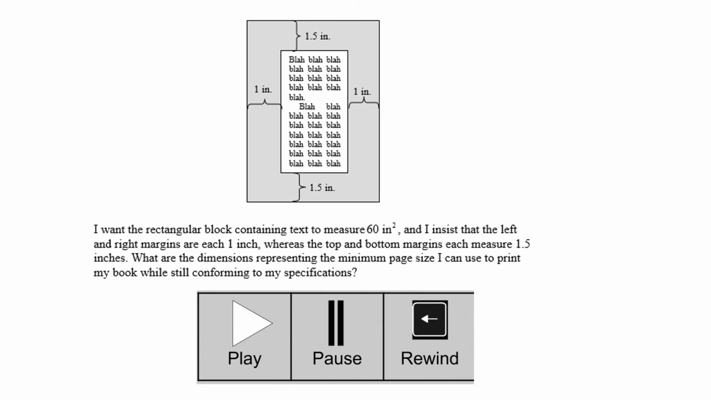Neat, huh? Let's look at another minimization problem. This one I am going to ask you to work on. Here's the problem. I want the rectangular block containing text to measure 60 square inches. So this stuff in here measures 60 square inches. And I insist that the left and right margins are as shown, 1 inch here and 1 inch here, and 1.5 inches up here and 1.5 inches here.